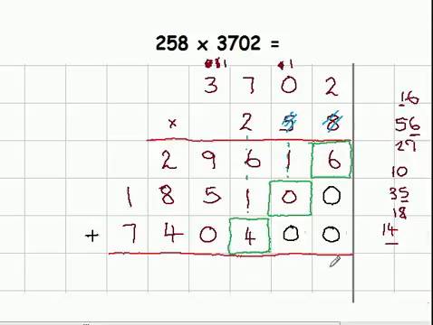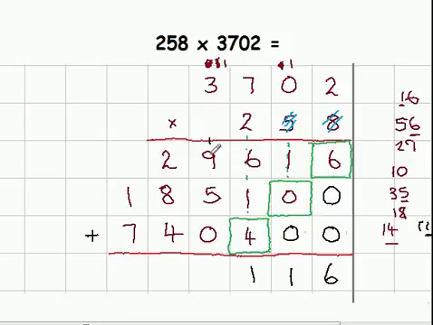So 6 plus nothing is 6. 1 plus nothing is 1. 6 plus 1 is 7, plus 4 is 11. So I put the 1 there and carry the 1 to the top. That's from using the same process again. The end digit goes in the box. The other digits get carried up to the top.